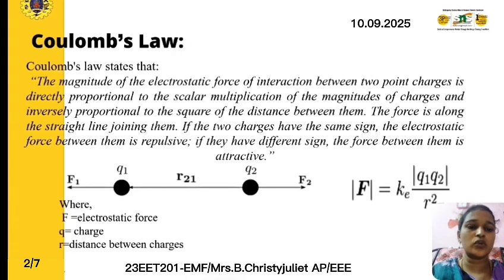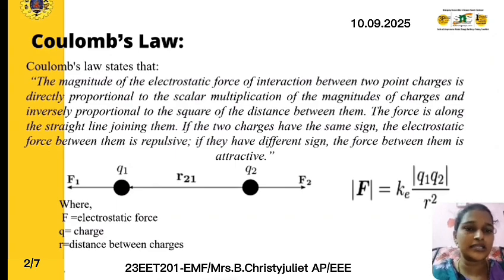So now let's see what Coulomb's law states. When we take two charges, let them be Q1 and Q2, when a charge Q2 is moved towards another charge Q1, it experiences a force. It experiences either a force of attraction or repulsion. That force can be calculated using Coulomb's law.